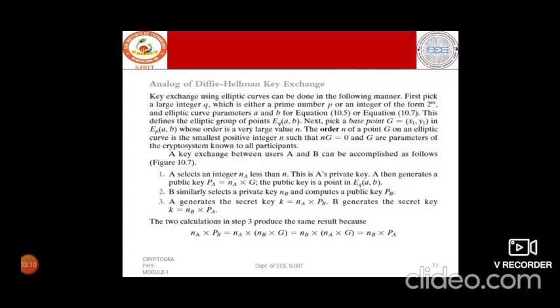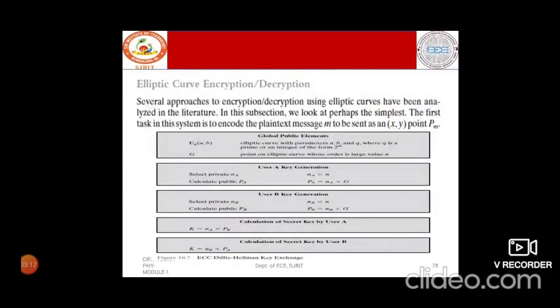A key exchange between users A and B can be accomplished as follows. Like, A selects an integer nA less than n, and this is A's private key. A then generates a public key which is equal to nA times G.